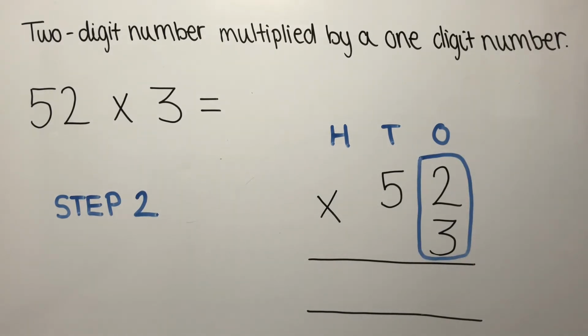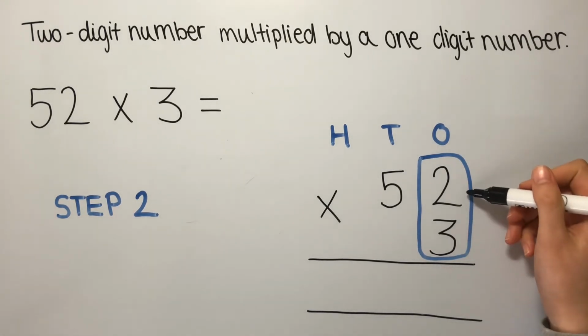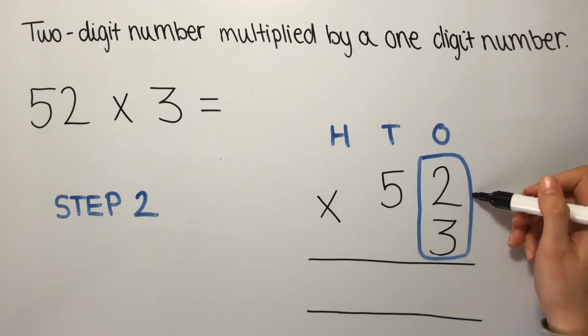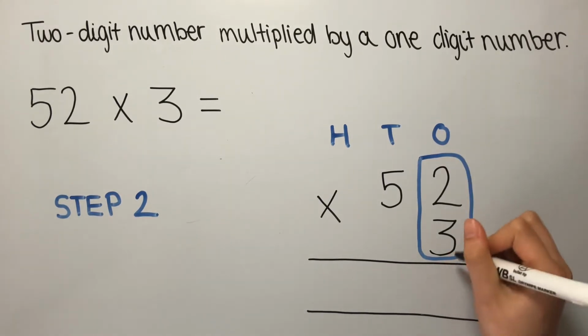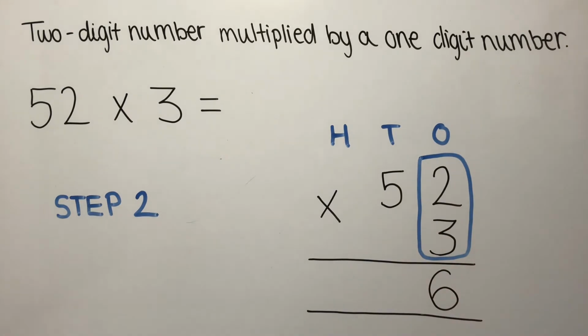Step 2. Now you can see the two numbers that I've boxed around here. We're going to start off by timesing these two numbers together. So we've got 3 times by 2, and that gives us 6. Now we write that 6 down here in our ones column just below the 3. Like so.